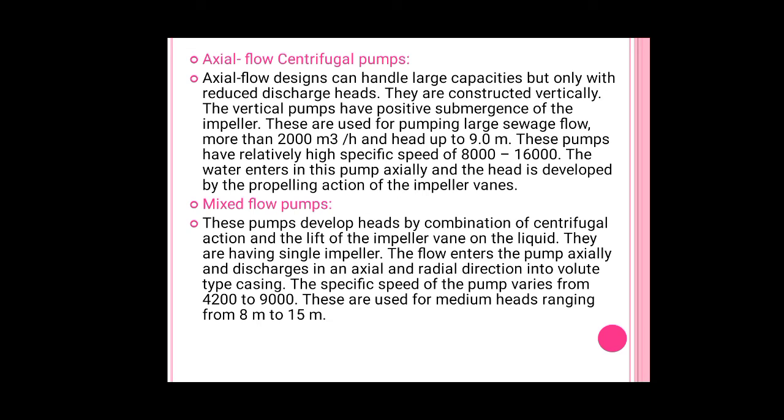Next is the mixed flow pump. This pump develops the head by a combination of the centrifugal action and the lift of the impeller vane on the liquid. They have a single impeller. The flow enters the pump axially and discharges in an axial and radial direction into the casing. The specific speed of the pump varies from 4200 to 9000. These are used for medium heads ranging from 8 meter to 15 meter.